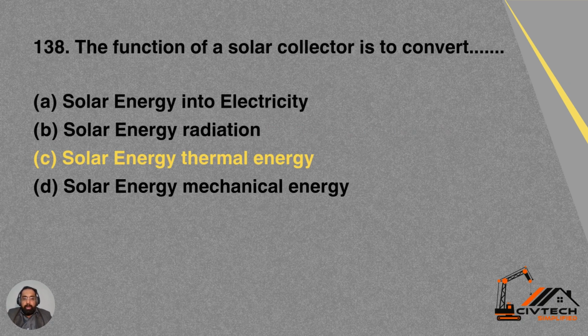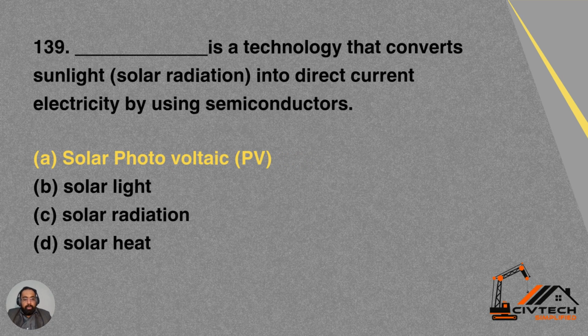138. The function of a solar collector is to convert dash. Option A, solar energy into electricity. Option B, solar energy into radiation. Option C, solar energy into thermal energy. Option D, solar energy into mechanical energy. The function of a solar collector is to convert solar energy into thermal energy. C is the correct answer.